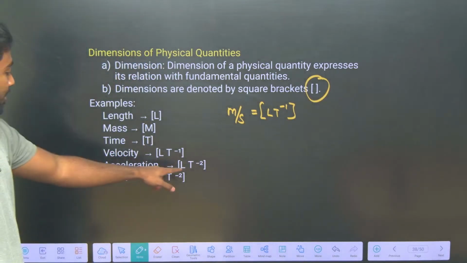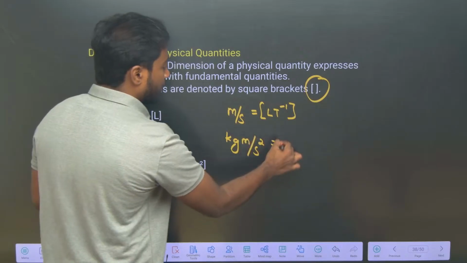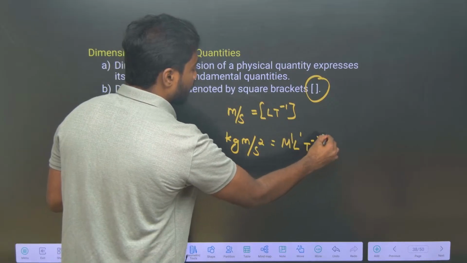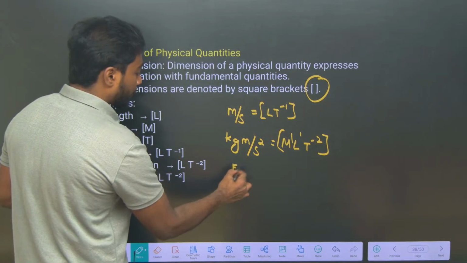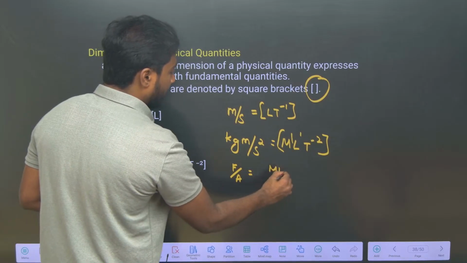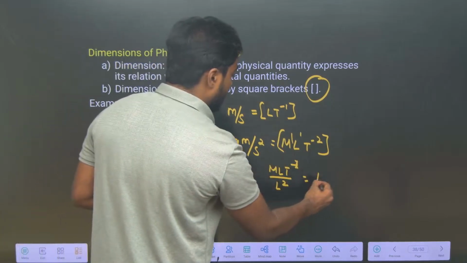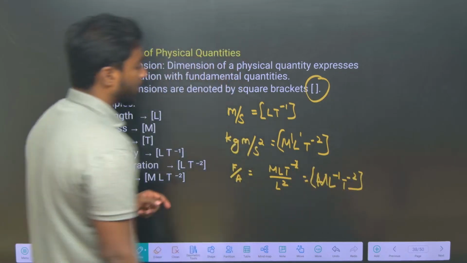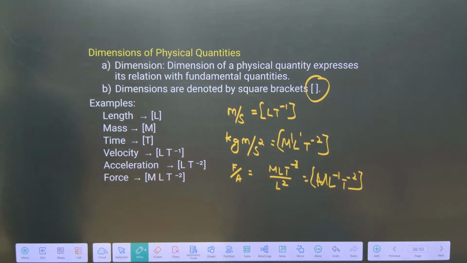So for acceleration, and force, they have given. Force is nothing but kg meter per second square. So kg is mass M, meter is L power 1, seconds square is T power minus 2. So M L T power minus 2. Now the same for pressure. Force per unit area is pressure. So the same M L T power minus 2 divided by L square. When L square goes to the bottom, what happens? M L power minus 1 T power minus 2. This is the dimensions for pressure.